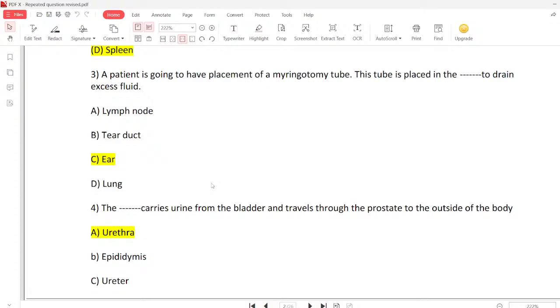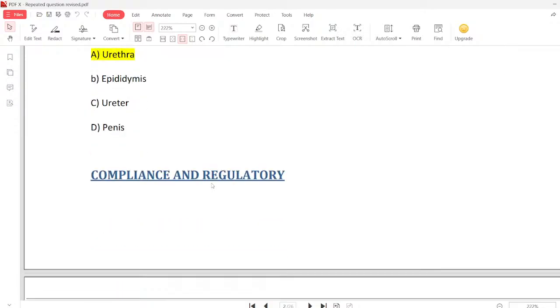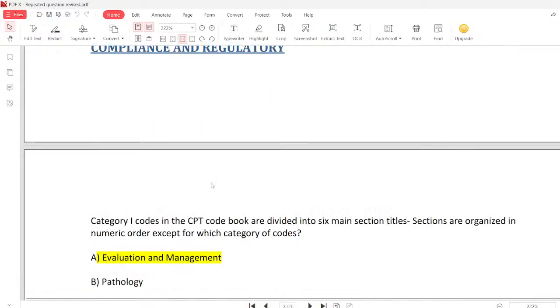Then next one, fourth one: the dash carries urine from the bladder and travels through the prostate to the outside of the body. So, urethra carries the urine from the bladder and travels through the prostate to the outside of the body. Clear? And next one is compliance and regulatory section.